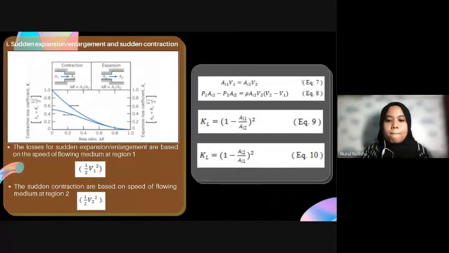The KL value for the fluid flows through a sudden expansion or enlargement and contraction are obtained using the continuity equation, which is equation 7, the momentum equation, equation 8, and also the energy equation, equation 1 in the previous slide, between point 1 and point 2 for the control volume. So equation 7 and equation 8 are rearranged to give the theoretical KL value for sudden expansion or enlargement and contraction as depicted in equation 9 for sudden expansion or enlargement, while equation 10 for sudden contraction. Next slide.